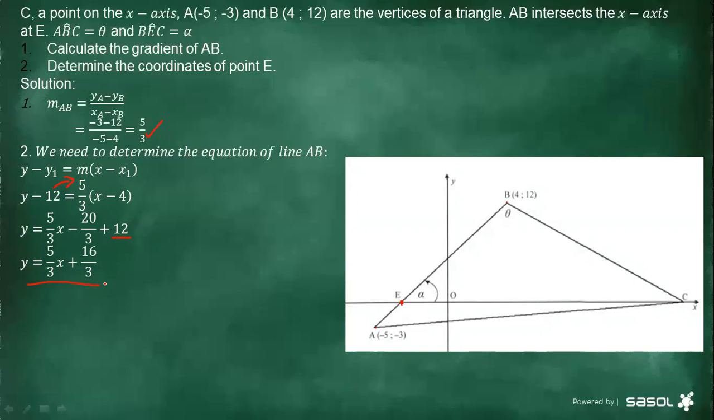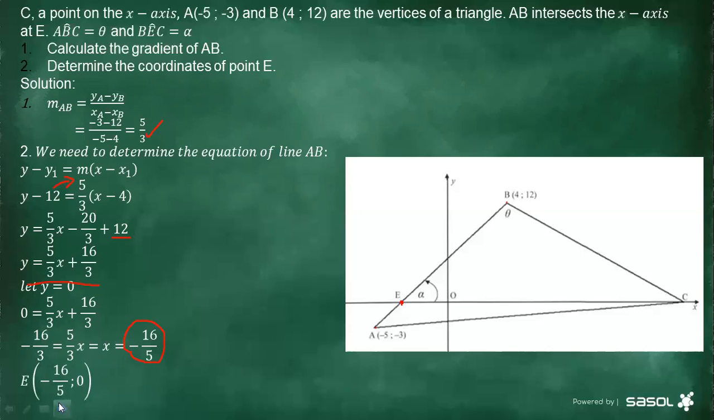But as we are saying that point E is the x-intercept, we know that y is 0 there. So you let y equal 0, and where you see y, you substitute 0, then you transpose, and then you divide by 5. Then the x value of that point is -16/5, meaning the point E is (-16/5, 0). So these are the coordinates.